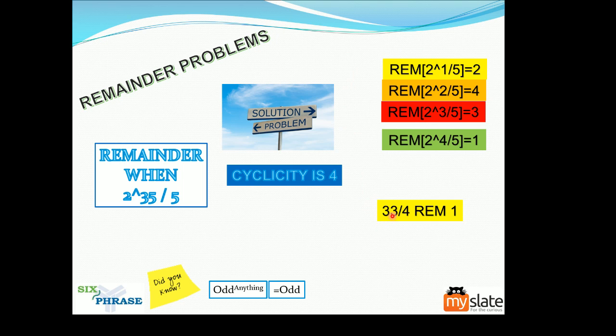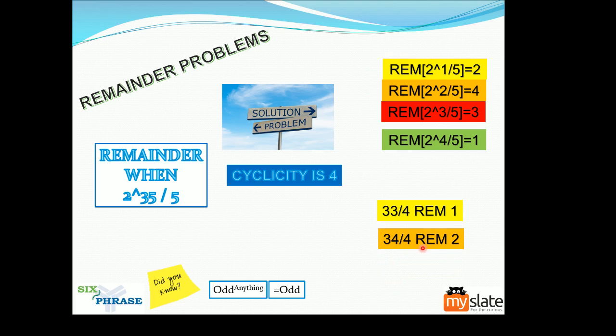So for 2 power 33 divided by 4, the remainder is 1. 2 power 1 divided by 5, the remainder will be 2, right? Yes, for 2 power 33, the remainder is 1. Similarly, the remainder 1 indicates that 2 power 33 is the same as 2 power 1.